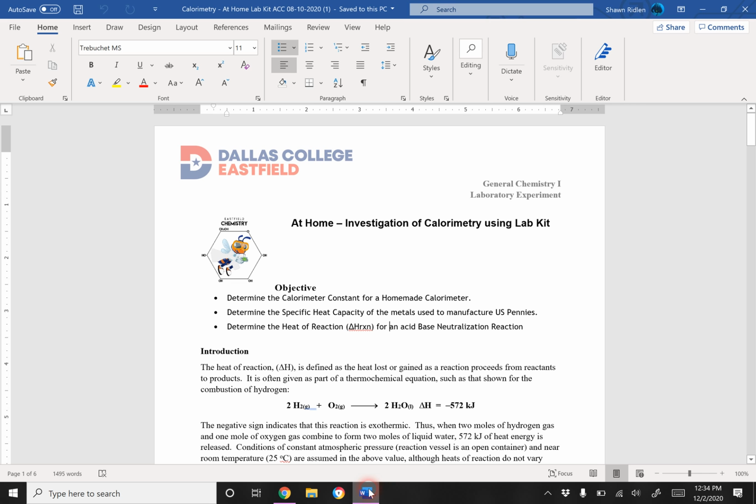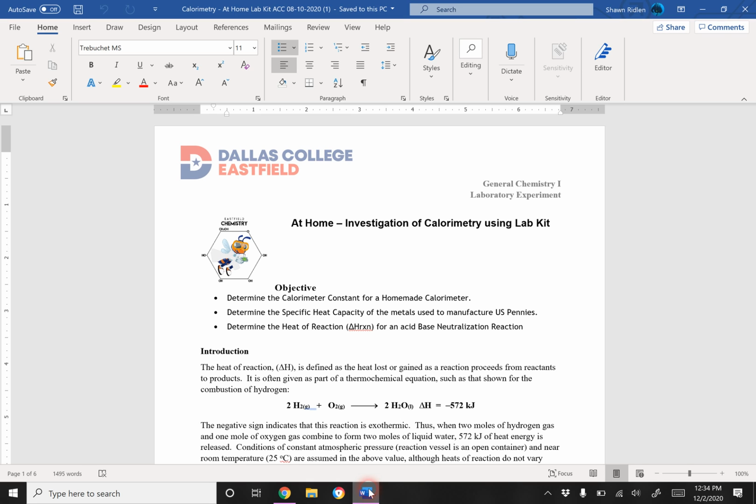So this is another lab kit lab, so it's a little more involved than some of the things we've been doing. So I just wanted to go over some of the details with you. So what exactly are we going to be doing? We're going to be using a coffee cup calorimeter, which is exactly what it sounds. It's a calorimeter made out of a coffee cup or any type of styrofoam cup. And you're going to be using that to determine ultimately the specific heat of the metals used to manufacture pennies.